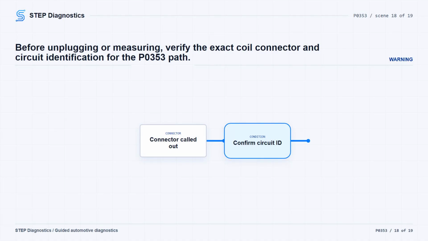One important caution on this diagnostic path. The target code is for ignition coil 3, but some connector callouts in the test path name a different coil connector. Do not guess at the connector. Pause, recheck the earlier diagnostic path and circuit identification, and make sure you are on the correct control and power circuits before disconnecting, measuring, or repairing anything.